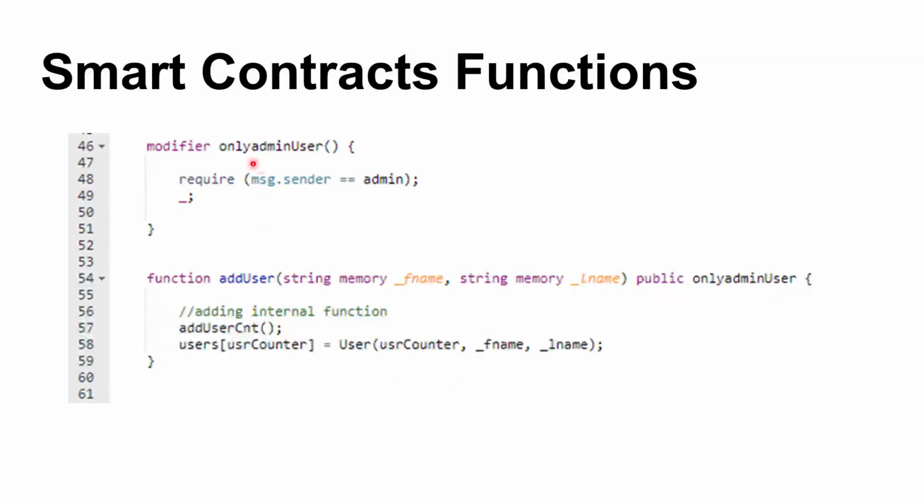In this case, we see only admin. We set up this modifier here. You can see we declare a modifier saying that we require the message sender be equal to admin. And then when we set up this function, it will only run if the message sender is admin.